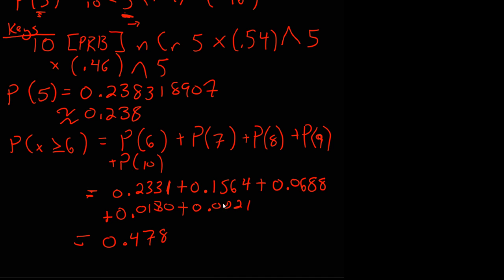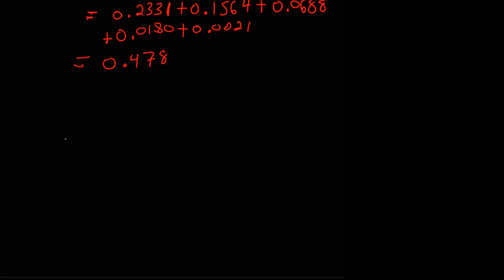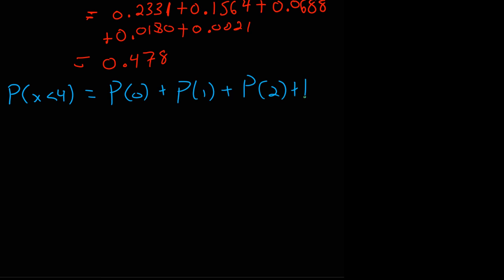All right, and then for the last part, we want everything less than 4, right? Probability less than 4. I'm going to change my color here. I think I'll do a blue, and I'll scroll down a bit here. So we want the probability that x is less than 4. Well, that's the probability of 0 plus the probability of 1 plus the probability of 2 plus the probability of 3. Those are all the probabilities.